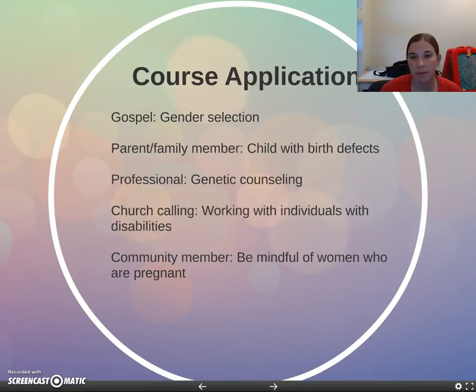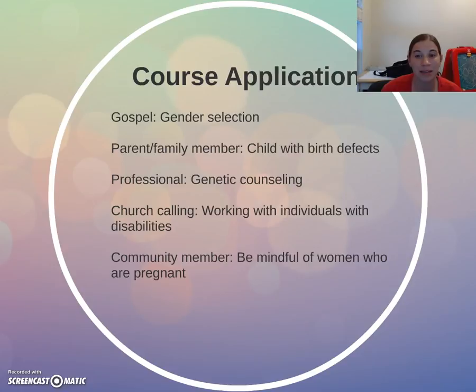Next, as a parent or a family member, we learn in this unit that a lot of things go right to have a healthy baby, and unfortunately some things can go wrong, and you could have a child born with birth defects. While I don't encourage expecting parents to lose sleep over those possibilities, it is something to be aware of, to be knowledgeable about, and know that it doesn't make that child any less of a child of God, and that they will have an impact in the world no matter how long their life is.